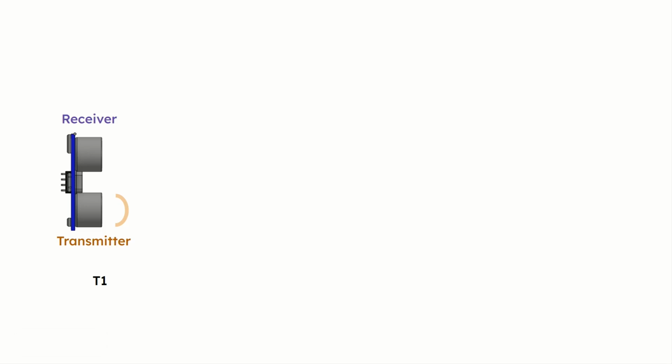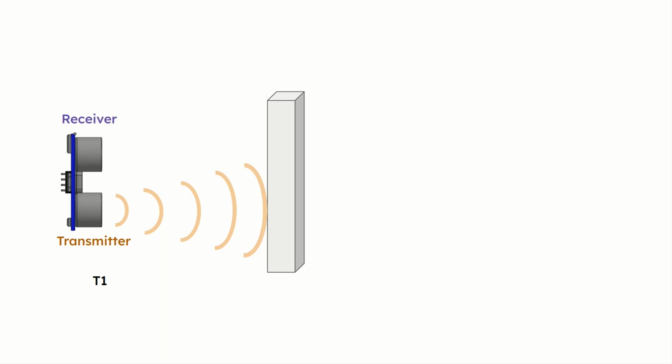But how does an ultrasonic sensor work? Well, it's pretty simple. The sensor has a transmitter that sends out a sound wave. If there is no obstacle in its path, the sound wave goes on forever. However, if there is an obstacle, the sound wave gets reflected back to the sensor.